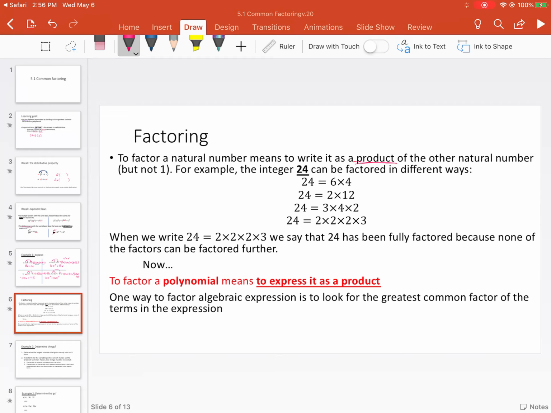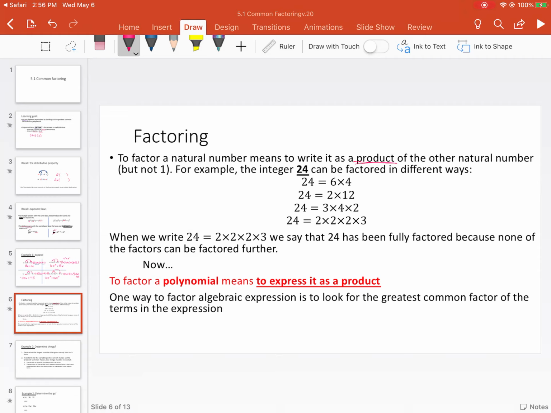So when you're factoring a number, we're going to write it as a product. So we're going to write it as multiplication. And when you do factoring, there are tons and tons of different types of factoring, so we're just really going to scratch the surface. But the first kind we talk about is what's called a common factor.